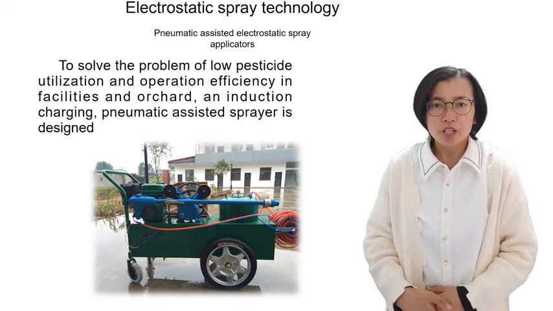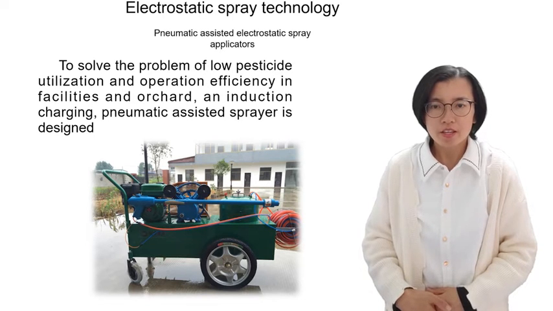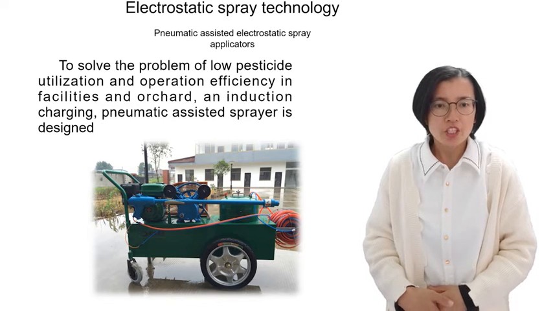To solve the problem of low pesticide utilization and operation efficiency in facilities and in orchards, an induction charging pneumatic assisted sprayer was designed at other universities. It is the first pneumatic assisted electrostatic sprayer in China. The effective utilization rate of pesticide was more than 50%.